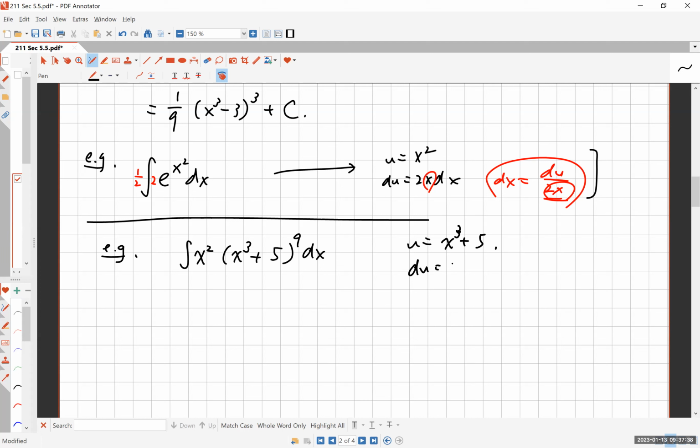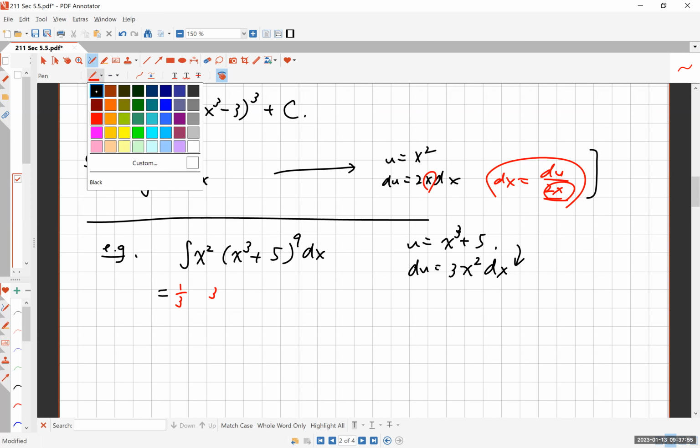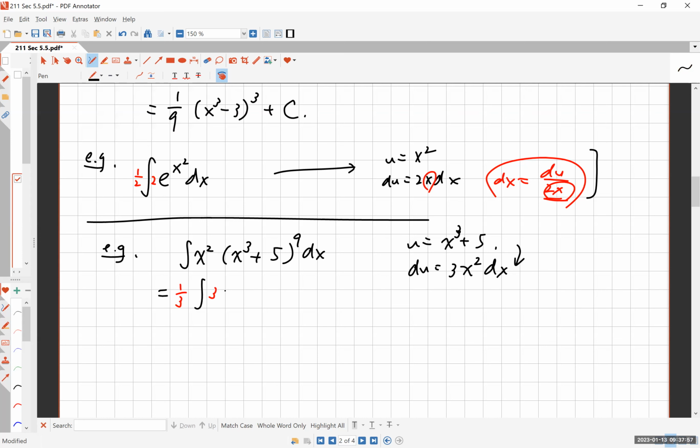What's du? 3x squared dx. The plus 5 doesn't matter here, though of course it does show up at the end of the problem. I don't have a 1/3. And by the way, you don't have to write these things in red as you are doing your problem. I am just showing you different colors so that you can see where everything is coming from.